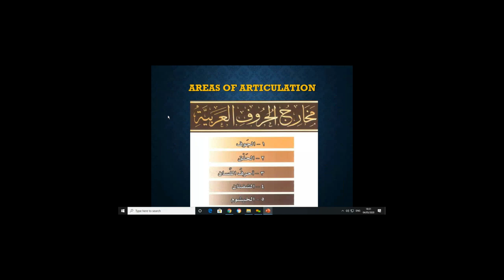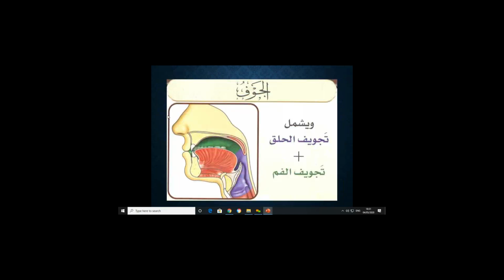Jawf is the cavity which is found in the empty space of the mouth. So the empty space in the mouth and in the throat is called jawf. Jawf means empty space or cavity. So the green part and purple part: the green part is the empty space in the mouth, and the purple part is the empty space in the throat.